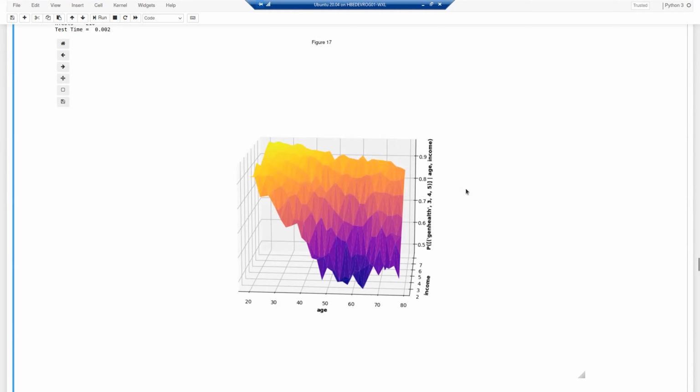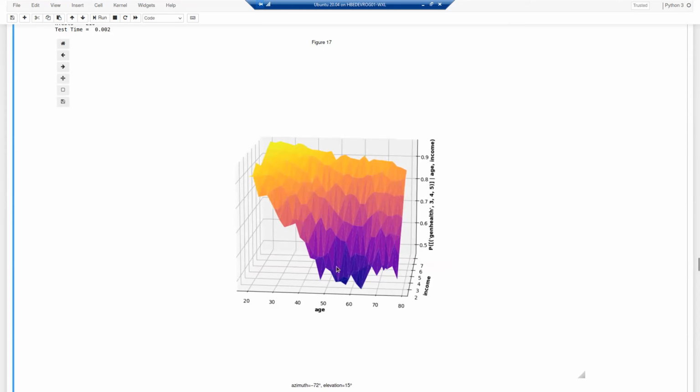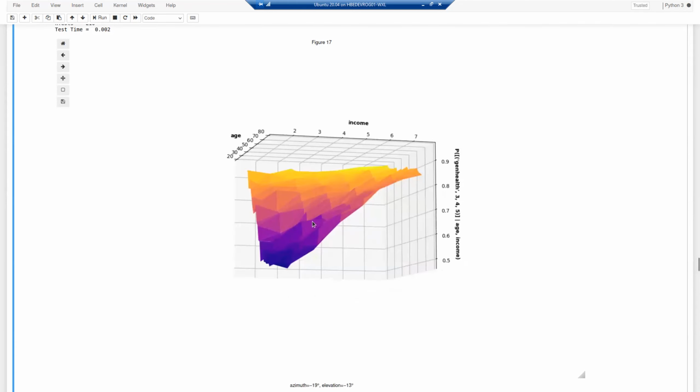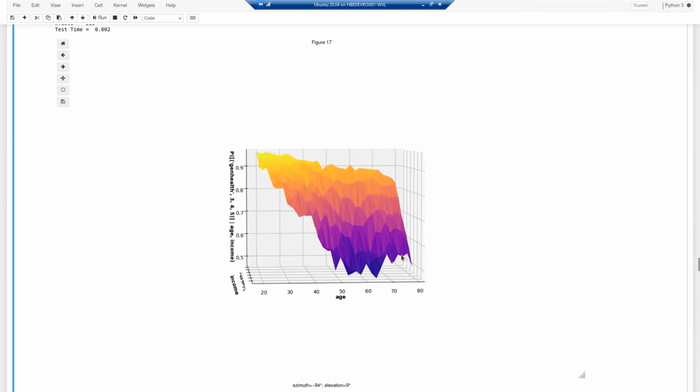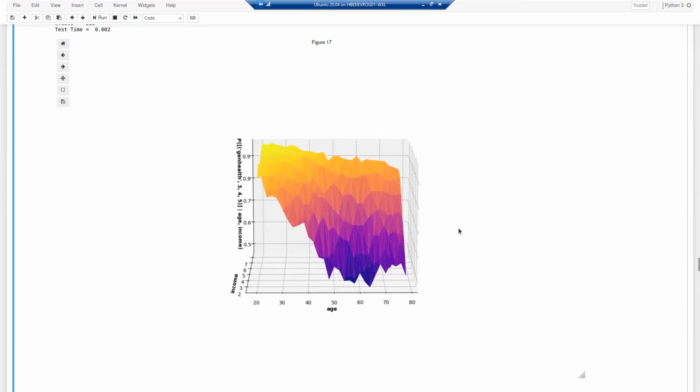pronounced. So we would hypothesize here that this is a result of Medicare kicking in at age between 60 and 65. And there's a boost in general health, reported health, especially for people with lower incomes. So that makes some kind of sense. Of course, it doesn't prove the hypothesis, but it definitely illustrates it. And we wouldn't have seen that without looking at a three-dimensional plot that combines the effect of both income and age.